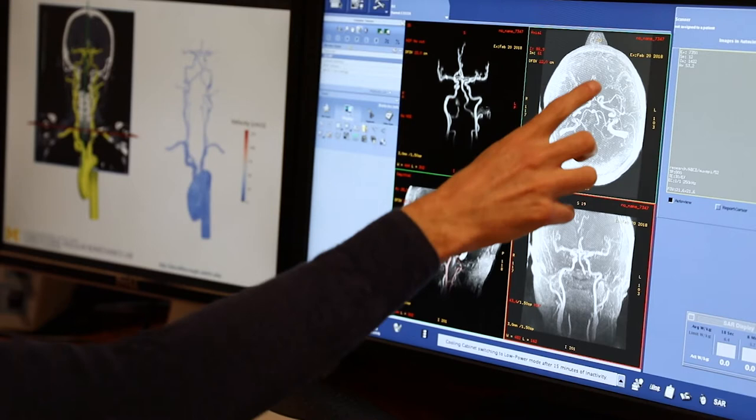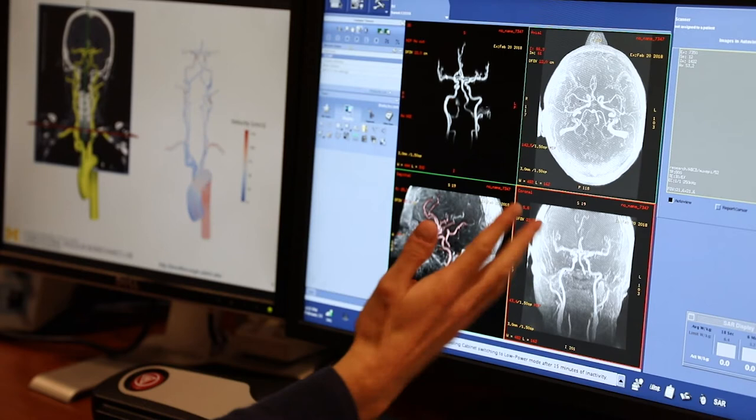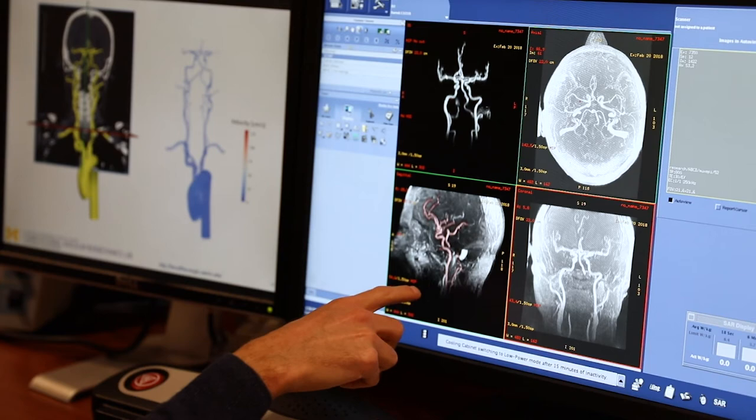And so here we see a projection from the top, and here we see a projection from the front, and here from the side of the head. And so with these structures, we were able actually to segment these big structures to build our computational model.